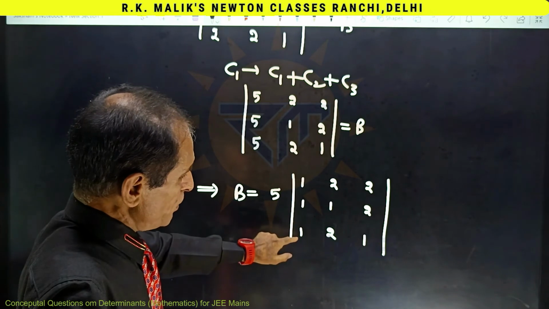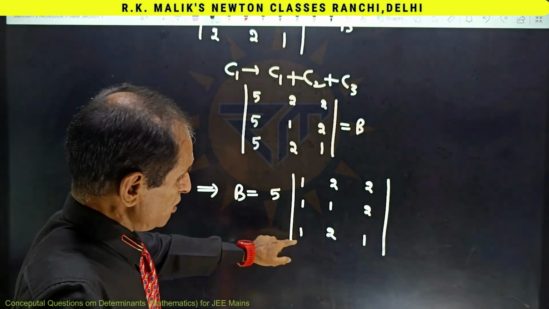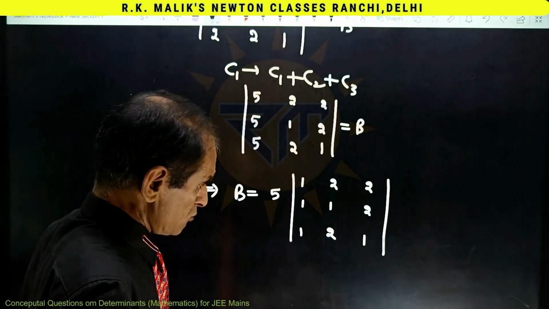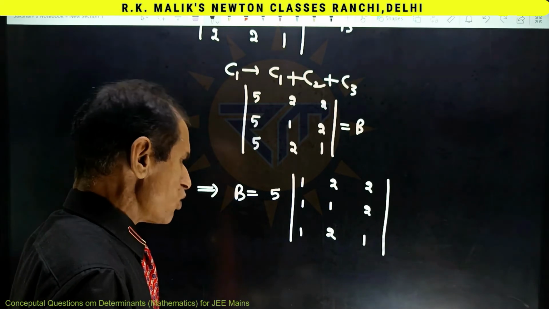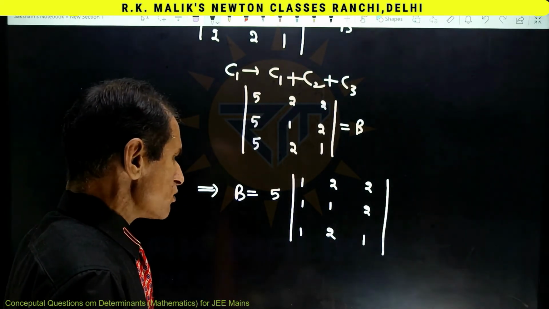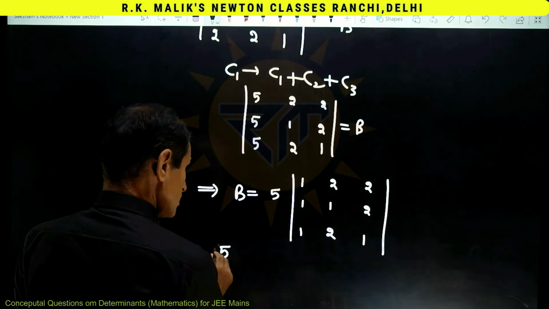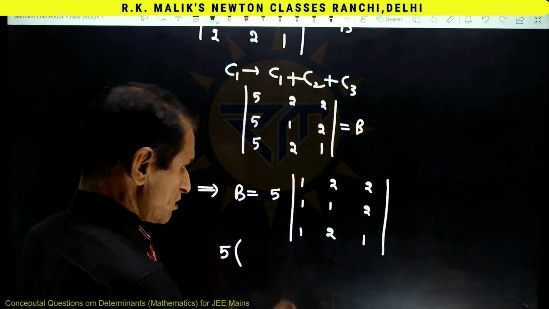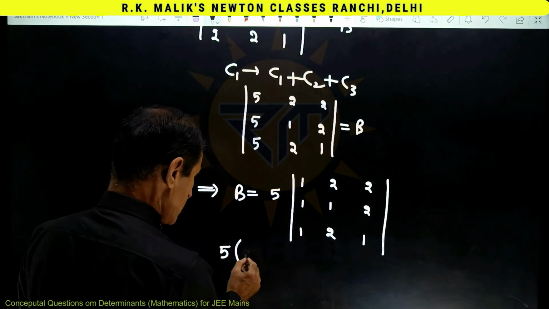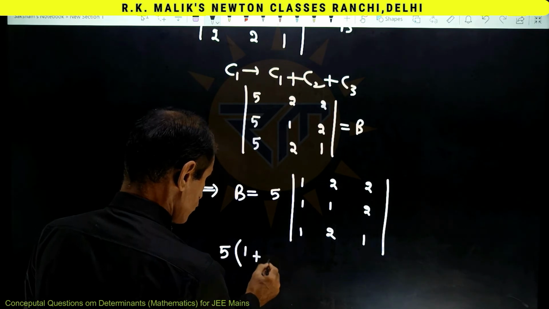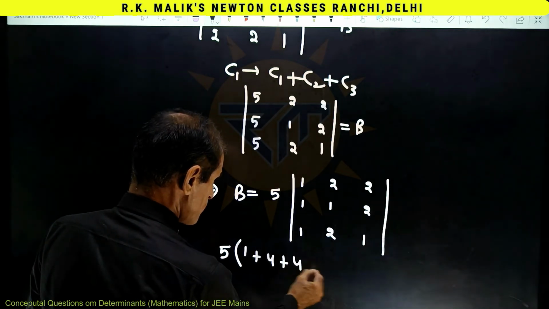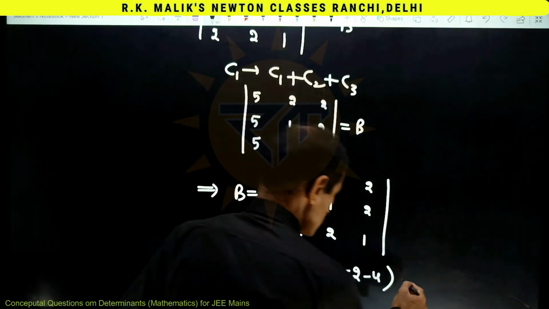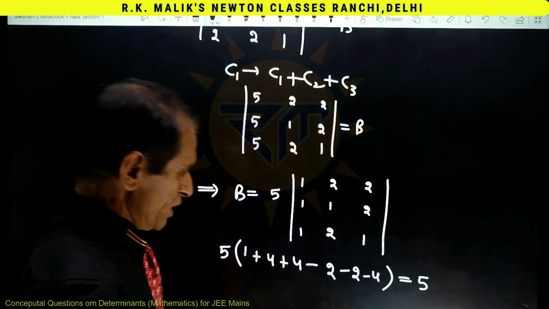Further, for opening any determinant, whenever 3 ones are there, you try to make 2 ones as 0 using the transformations, but that is not very good. The better way of doing this question will be to open the determinant by the star method. By the star method, directly I can say the result will be 1 plus 4 plus 4 minus 2 minus 2 minus 4. That is, the answer will be 5.